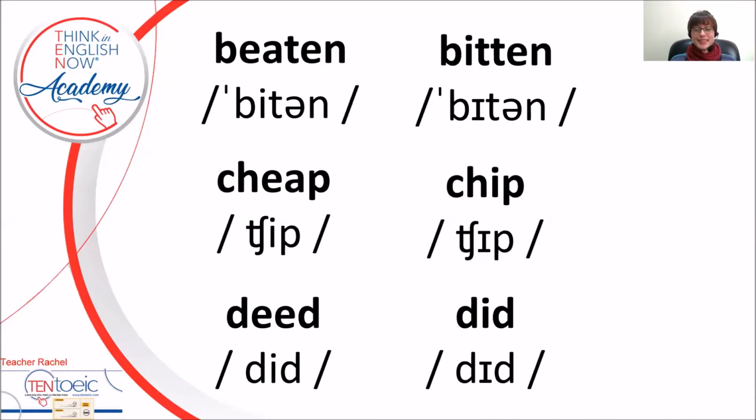Next word, deed. This is a piece of paper that shows that we own something. It's ours. For example, a house. So the deed says the house is my house. I own the house. So it's a legal document.